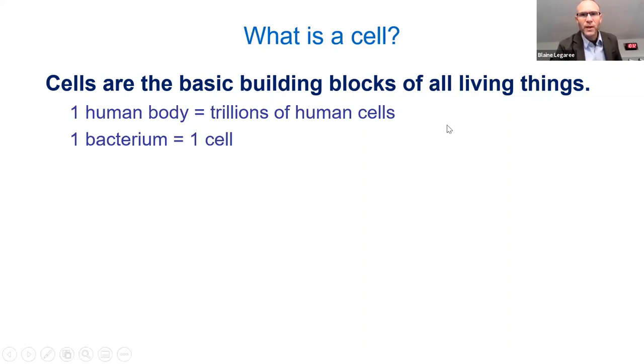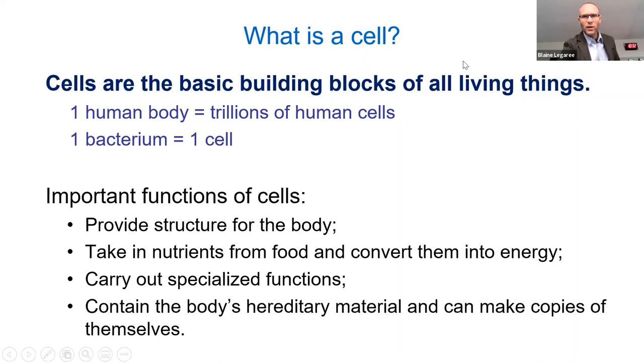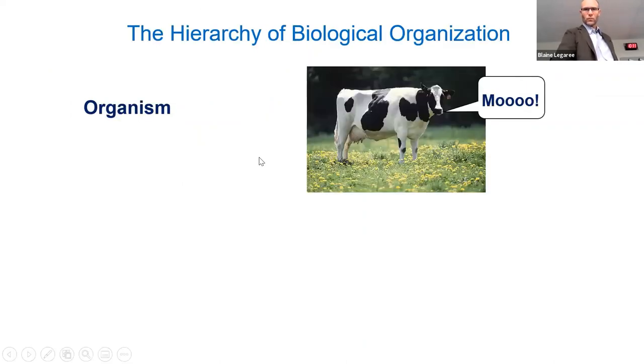Here we go. So what are these functions that we're talking about? We're talking about providing structure. I guess I mentioned this already. Energy metabolism. And of course, one of the more important things biologically is that cells contain DNA, which is the hereditary material. So a little bit of biology.